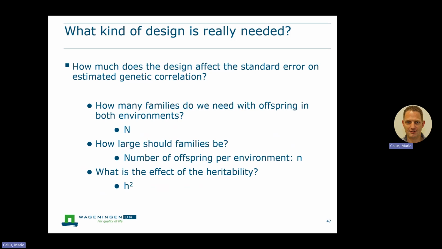So in the traditional modeling of this, what we would evaluate is the number of different families. If we think about sires having offspring in different environments, then the number of families is basically equal to the number of sires used in the experiment. Then the number of offspring for each of those sires in the different environments, and also the heritability. So the higher the heritability of the trait, the smaller the design can be to get a certain level of standard error.